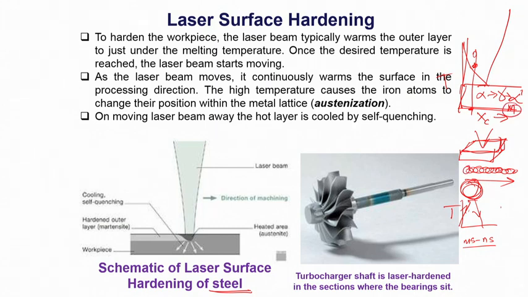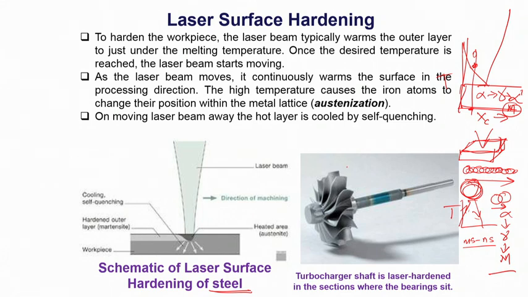When we move the beam away to the next position, during this period the cooling cycle starts, and this cooling is a self-quenching cooling, because of which this kind of sequence happens. Ferrite transforms to austenite, and austenite on fast quenching undergoes martensitic transformation. We must have adequate carbon, otherwise we don't get sufficient hardening effect on the portion we have actually irradiated.